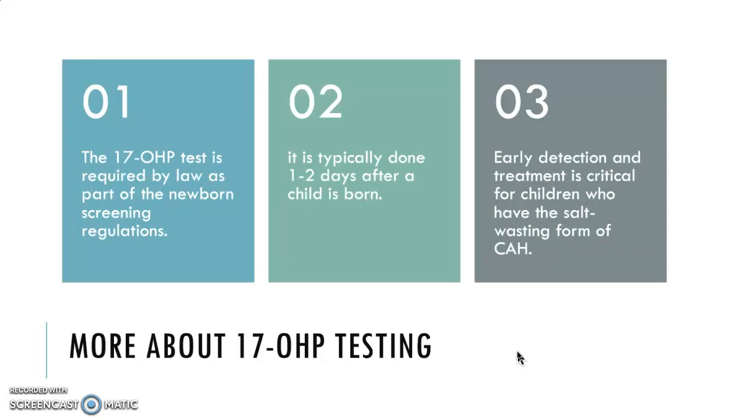17-OHP testing is required by law as a newborn screening test. So it is required for us to do the 17-OHP test, and it is typically done within 1 to 2 days of birth. Moms are kept at the hospital so that their babies can be taken care of and do newborn screening for about a day or two. In that time, our typical 17-OHP test is done. Early detection is absolutely important because the salt wasting type can be deadly. So treatment and early detection are very much encouraged.